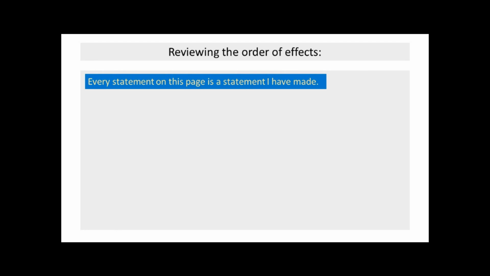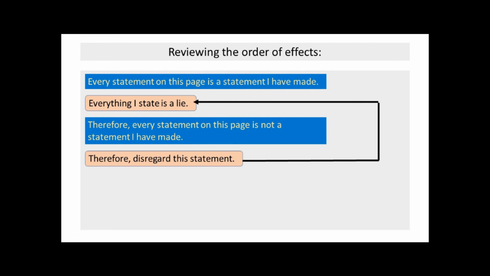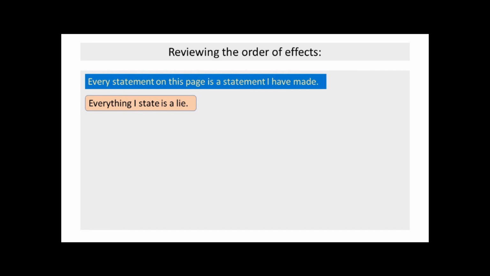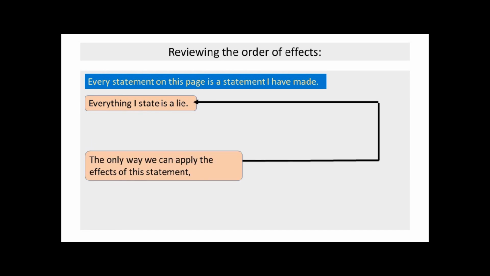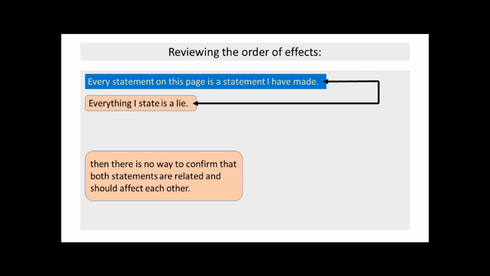Every statement on this page is a statement I have made. Everything I state is a lie. Therefore, every statement on this page is not a statement I have made. Therefore, disregard this statement. The point is, we do not negate it into everything I state is not a lie. The point is, it is not a statement I have made. Therefore, it doesn't count anymore. The only way we can apply the effects of this statement is if this statement is true. Because if this statement is not true, then there is no way to confirm that both statements are related and should affect each other.